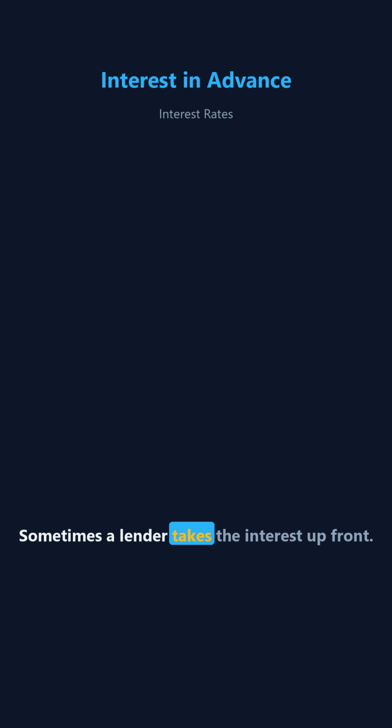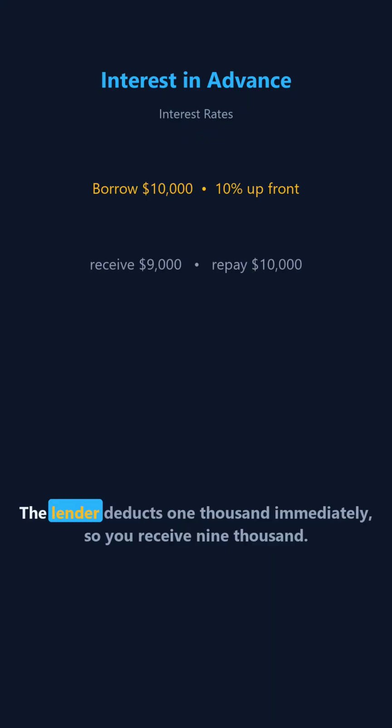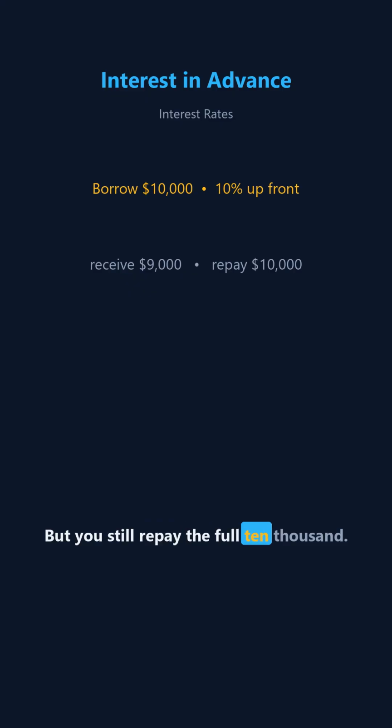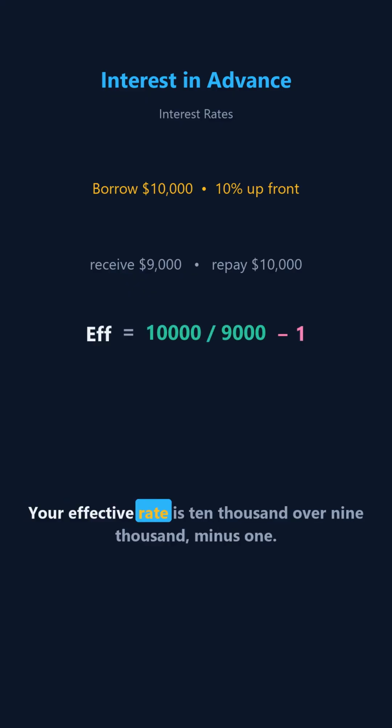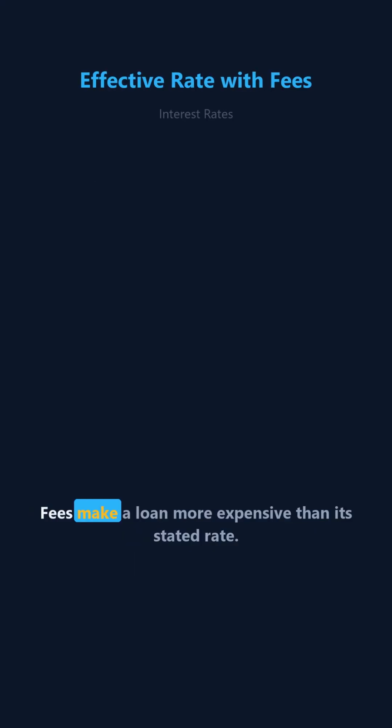Sometimes a lender takes the interest up front. You borrow $10,000 at 10%, paid in advance. The lender deducts $1,000 immediately, so you receive $9,000. But you still repay the full $10,000. Your effective rate is $10,000 over $9,000, minus 1. That is 11.11%, higher than the stated 10%. Fees make a loan more expensive than its stated rate.